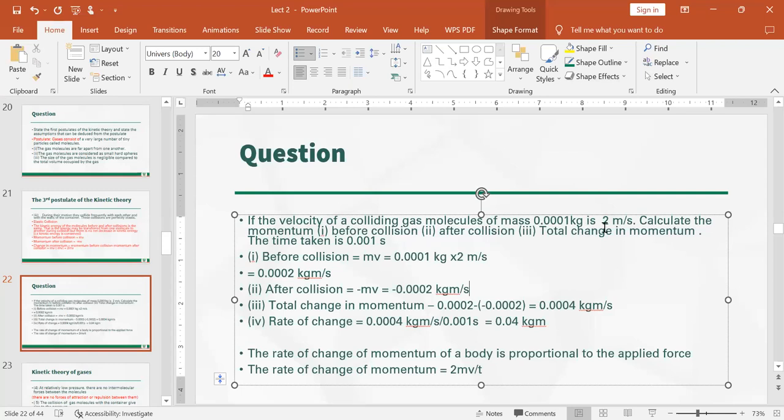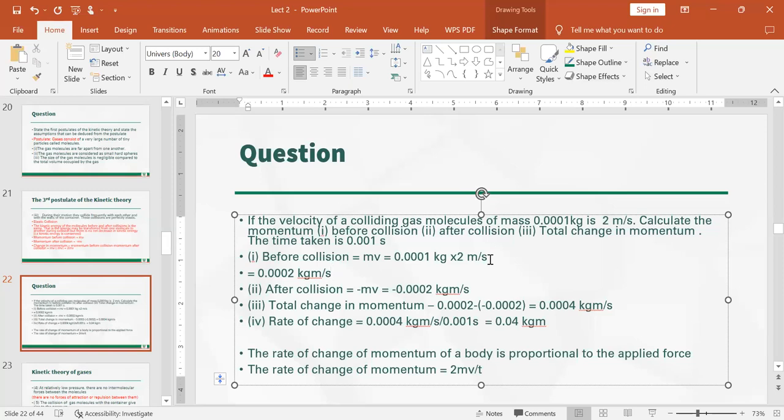0.001 kilogram is now 2 meters per second. The velocity is what? 2 meters per second. Yes. So calculate the momentum before collision. The momentum before collision will be mass times velocity, which is what? 0.001 times 2. Can you get that one? Yes, sir.